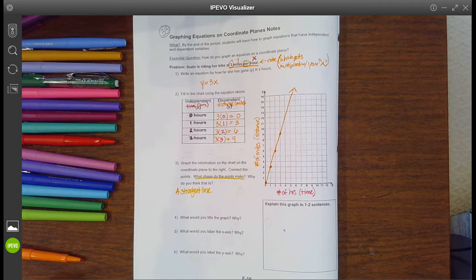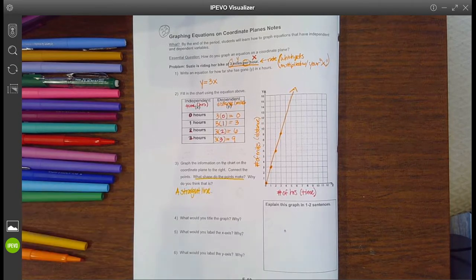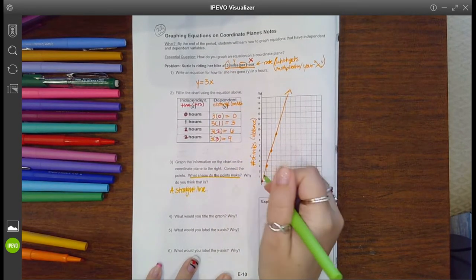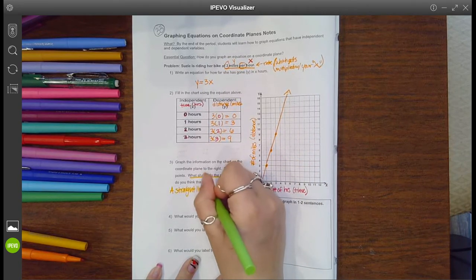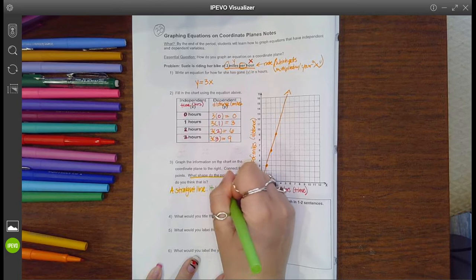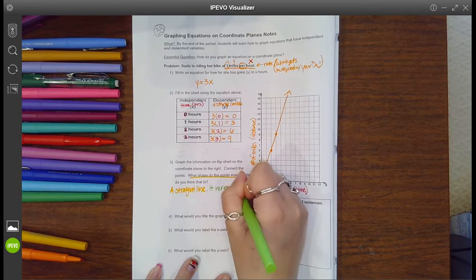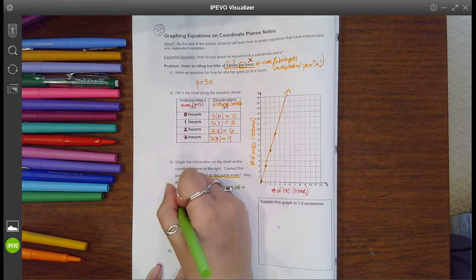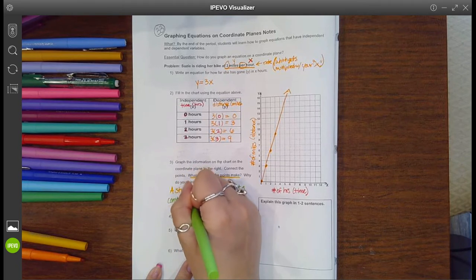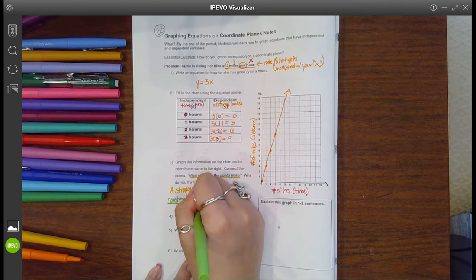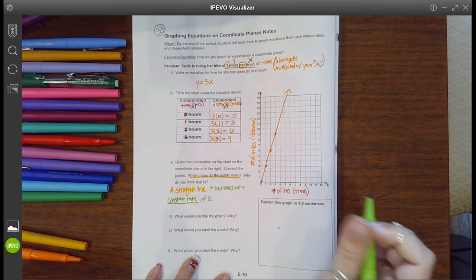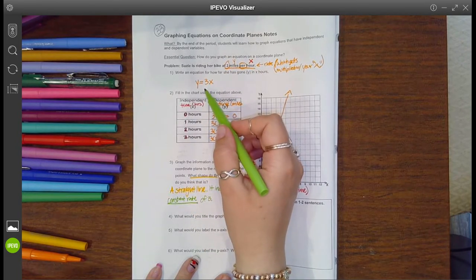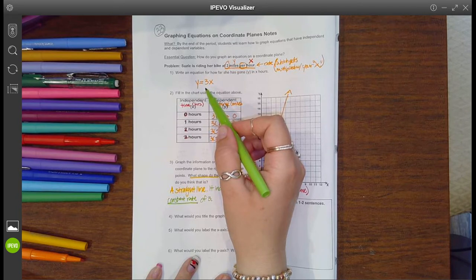Why do you think that is? The reason it makes a straight line is because it increases at a constant rate of 3. Our equation was y equals 3x, so our rate was always 3.